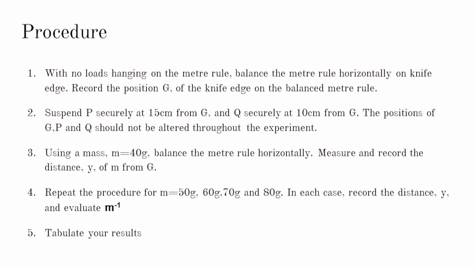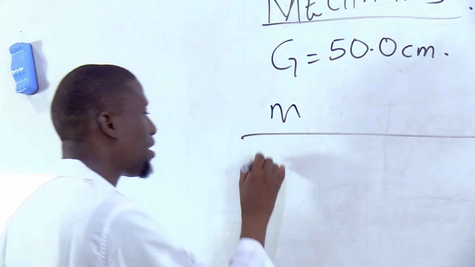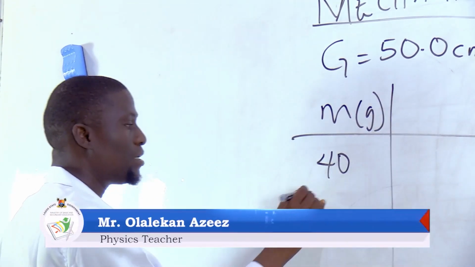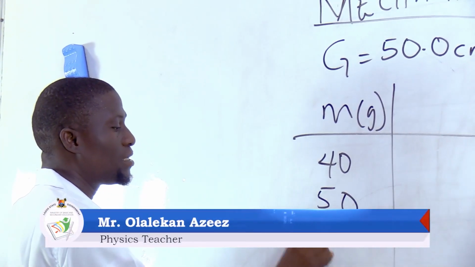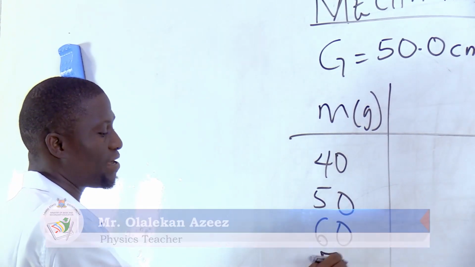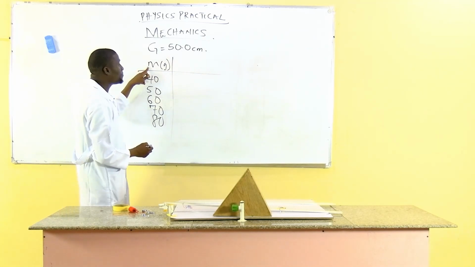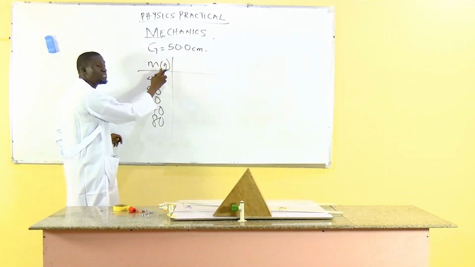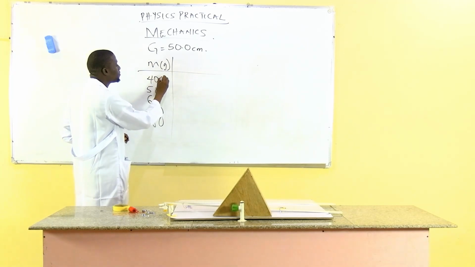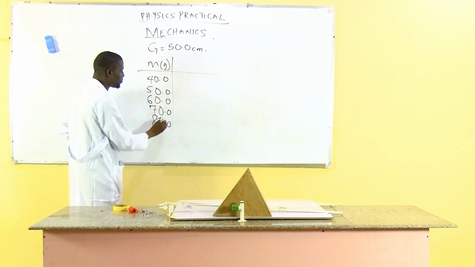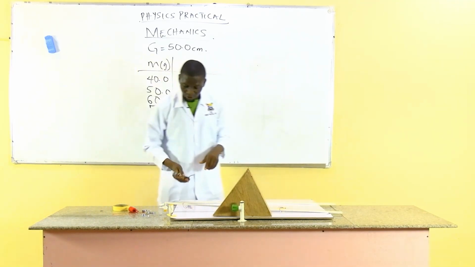Now, based on the instruction given, the first varying mass we have to test is M equals 40 gram. The next ones are supposed to be 50, 60, 70, and 80. You can see I wrote M here as the mass and I put the units immediately. So 40.0, 50.0, 60.0, 80.0, because there's no calculation done here.